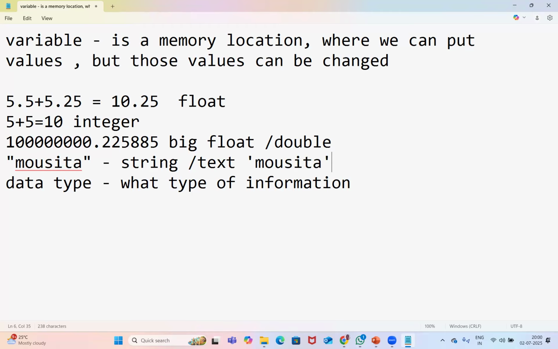Chaitali, don't say big float. This is only for your understanding. I told you there is nothing called big float. Actually, this is double. But you people may not understand what is double. That's why I have given you a term. Maybe the big number with floating variables are called a double. So big float, don't take this as a name. Name is double only.